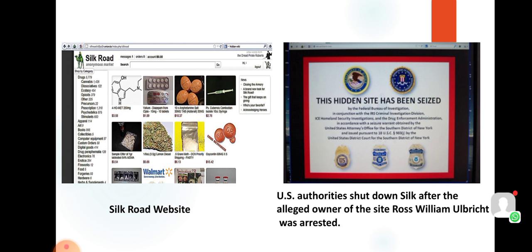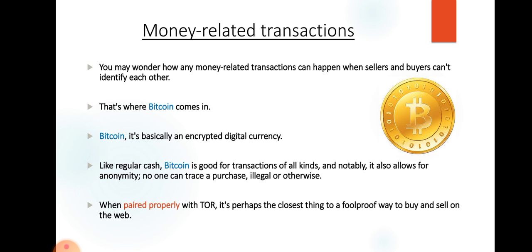So China has blocked such anonymity services and blocks TOR traffic from crossing the Great Firewall. So they took some kind of initiative.